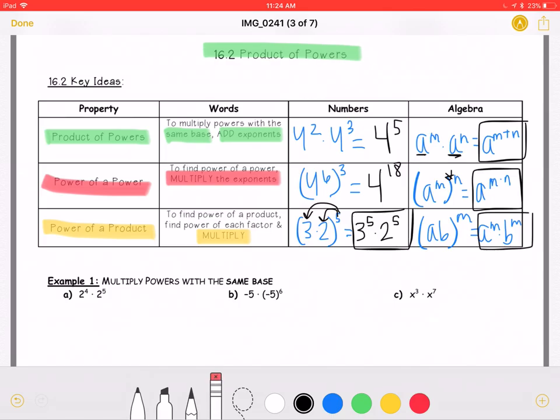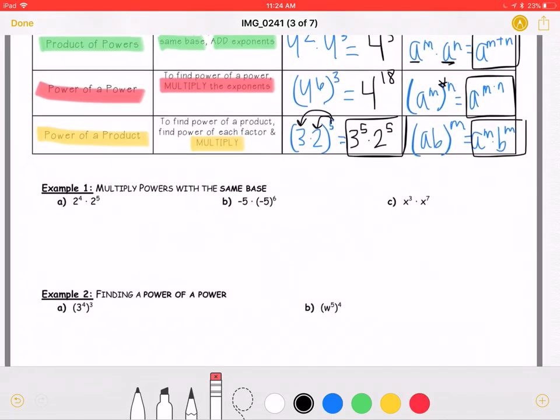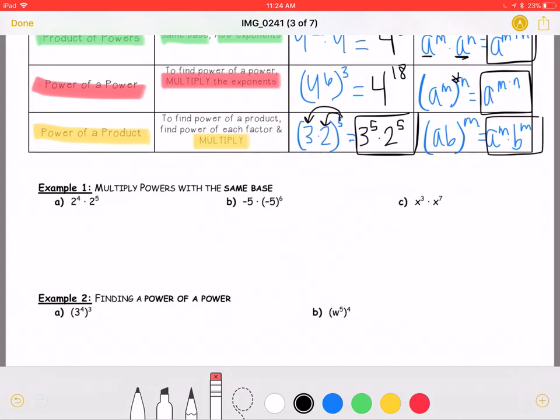All right, let's do some examples here. Multiply powers with the same base. So I have 2 to the 4th times 2 to the 5th. They have the same base. This is product of powers, which means we're just going to add those powers together. 4 plus 5 gives us 9, so it's 2 to the 9th power.